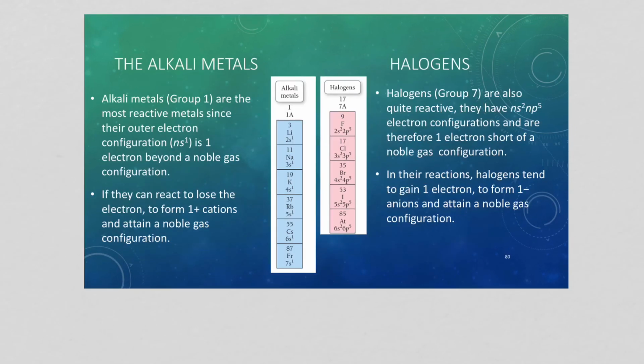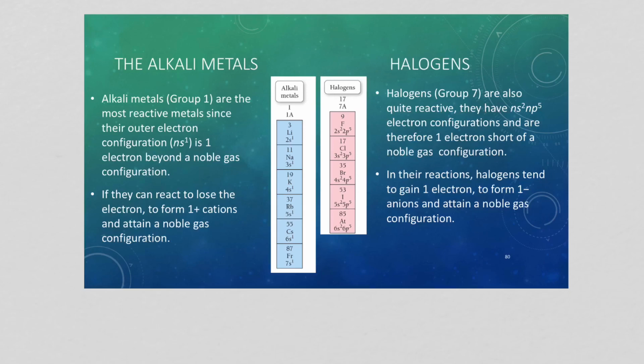So if we look at the alkali metals and the halogens, these are the two most reactive groups on the periodic table. The alkali metals being the most reactive metals, since they are only 1 electron away from the noble gases, they simply will lose that 1 electron to drop back to the nearest noble gas. So sodium will lose 1 electron to drop down to 10 electrons to be like neon, or potassium will lose that 1 electron to drop down to 18 electrons to be like argon. So as a result, these alkali metals will always form positive 1 cations when they react.